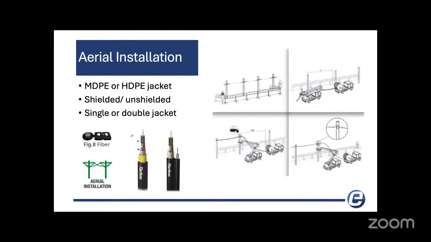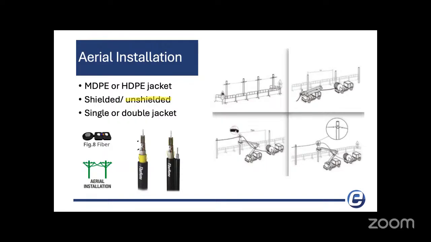This is the most popular type of installation, aerial installation. So we have MDPE or HDPE jackets as well, like medium density, high density. It goes shielded and unshielded. The most popular one is unshielded, because it's lighter. So when doing installations in the air, it's easier for the installers. It's also a cheaper price, so it keeps your costs down.